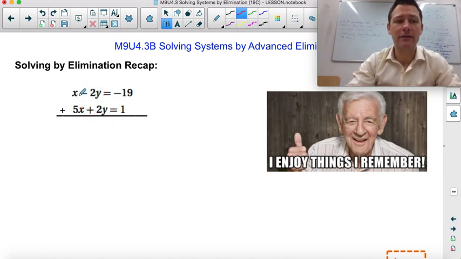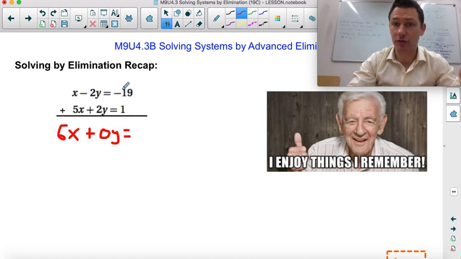If we add these, we can add all the x's together. You say x plus 5x gives you 6x. And negative 2y plus 2y gives you 0 y's. Yes, you can just write nothing, but it helps me to keep things straight if I write a little more. This is negative 19 plus 1 gives you negative 18, and that's really nice because you have 6x equals negative 18.